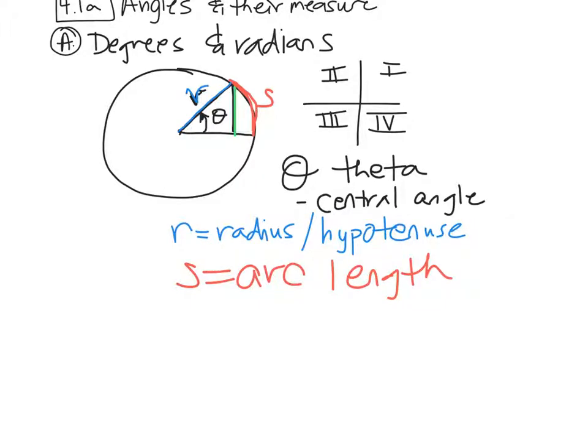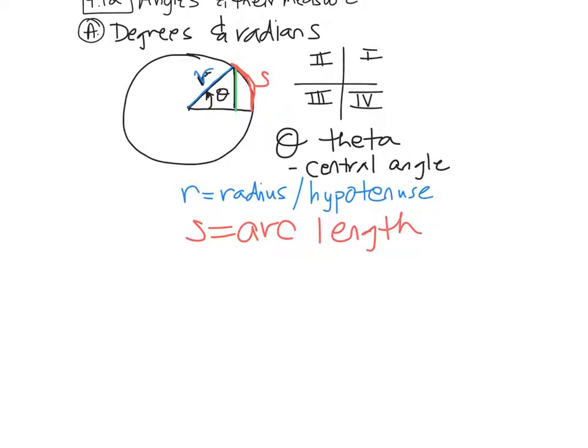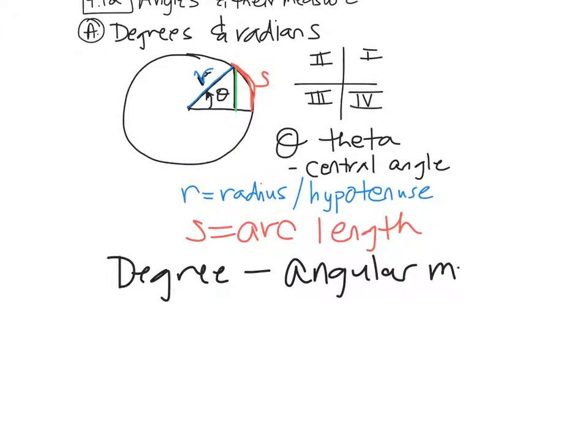Basically, we have degrees. We can measure that angle in degrees. A degree is just an angular measure. Now, how many degrees make up an entire circle? 360. 360 degrees make up an entire circle.